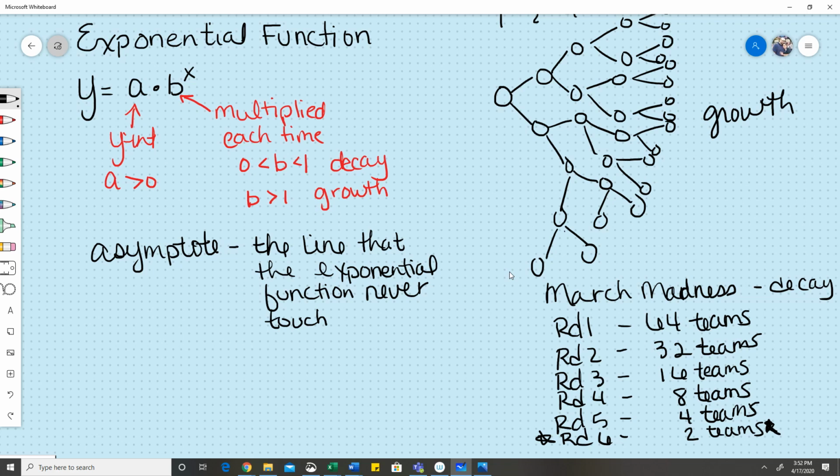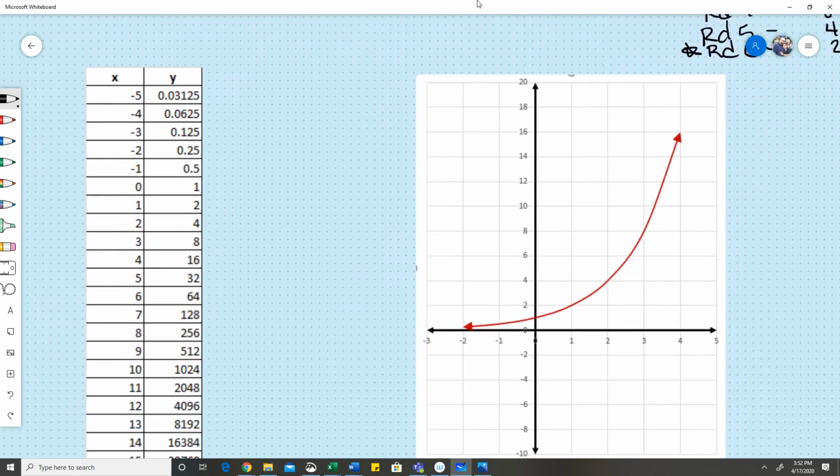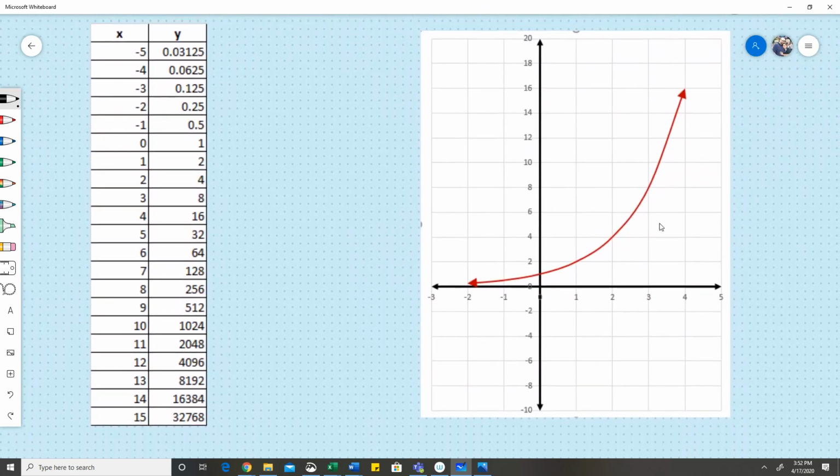All right, so we're going to look at an example of growth and an example of decay. I've kind of given you some examples that you might relate to or you might have heard of before. But let's look at it in table and graph format. Now this first one is our growth, okay? As you can see, this is a growth. And I know it's growth because as my x values are getting larger, my y values are getting larger as well, okay?